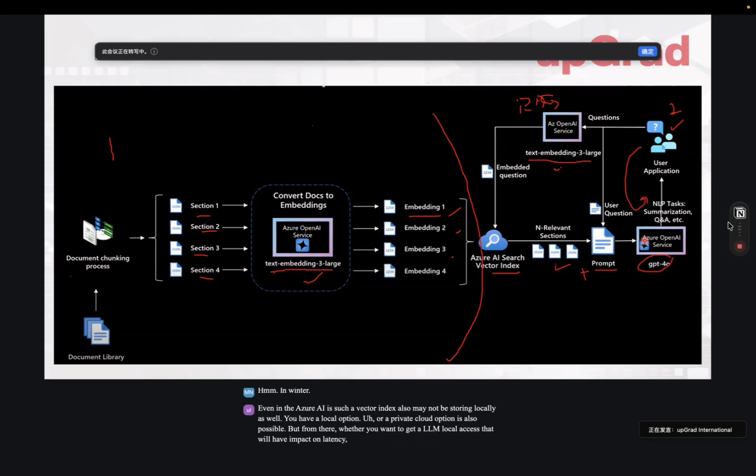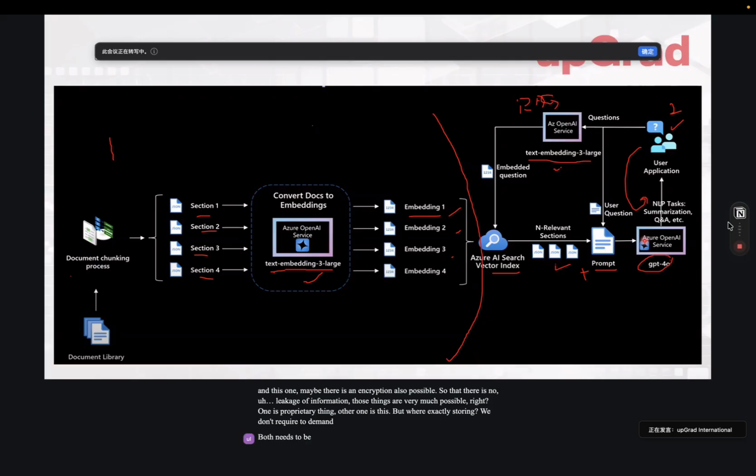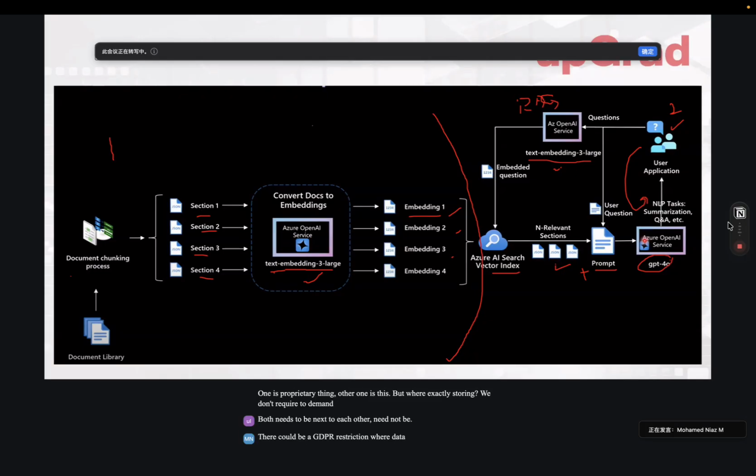I understand your point. But when you are trying to connect this information, whether one is local and the other is not, encryption is also possible so that there is no leakage of information. Those things are very much possible, right? One is proprietary, the other is this. But where exactly it is stored, we don't need to demand that both need to be next to each other. Need not be. There could be a GDPR restriction that data cannot cross. Okay, exactly. Right. Thanks, Professor.